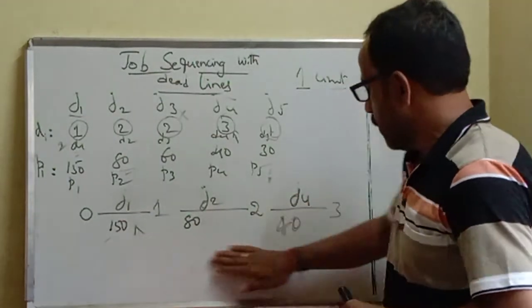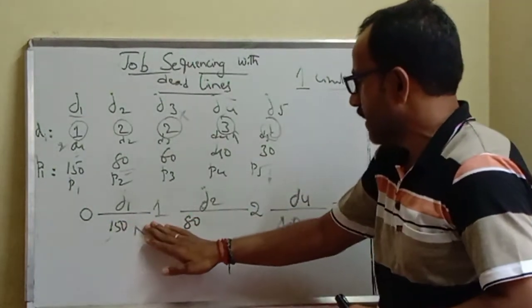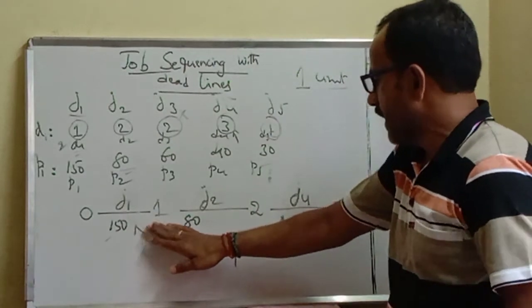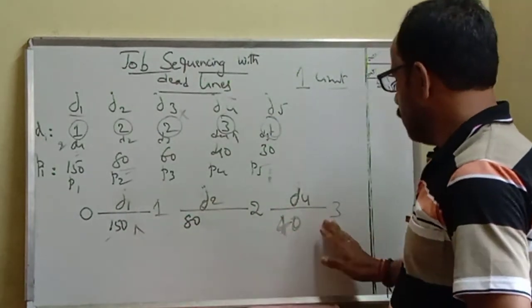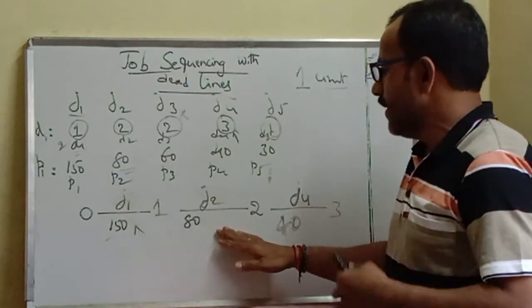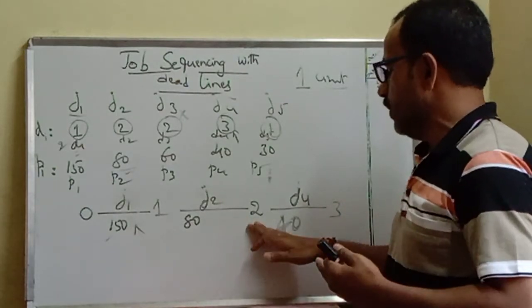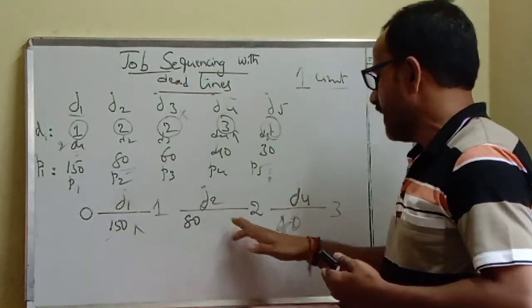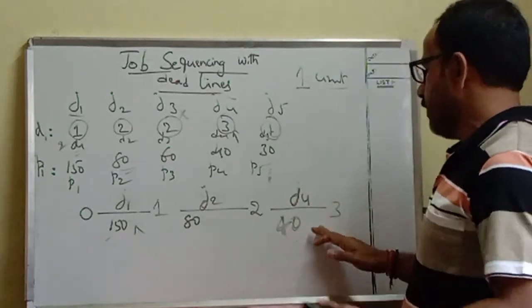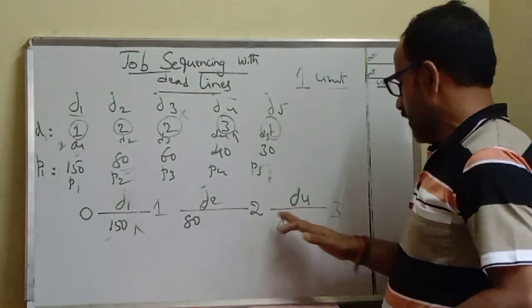So this is the time slots arrangement. 0 to 1 is the first hour, or first minute, or first day. 1 to 2 is the second day, and 2 to 3 is the third day. So if any job deadline is 2, better execute that particular job within the 1 to 2 slot. If any job deadline is 3, better execute that job in 2 to 3.